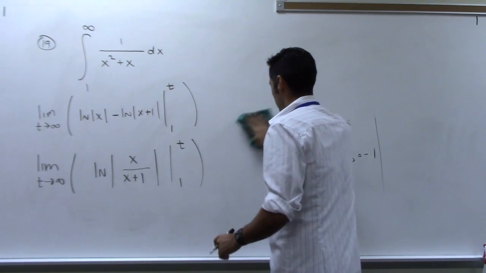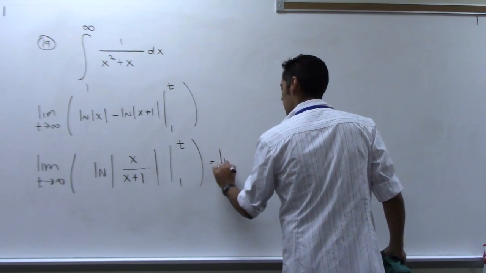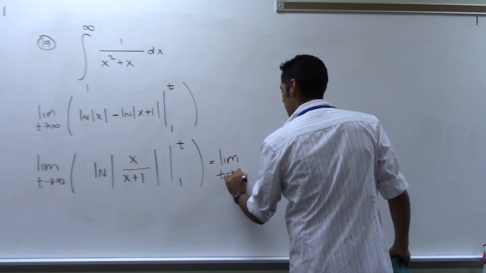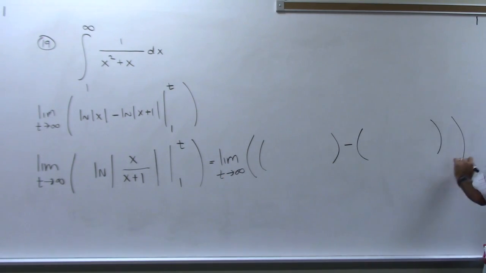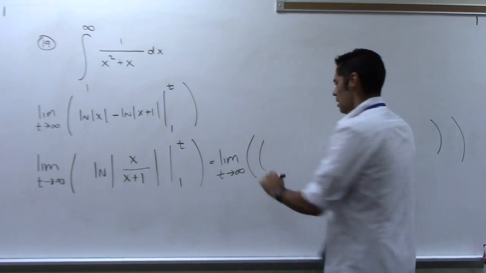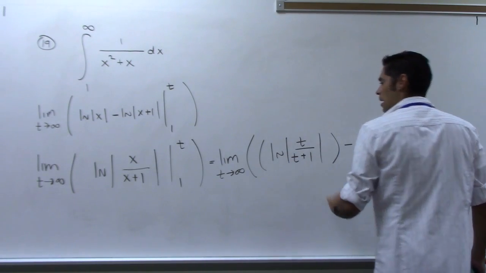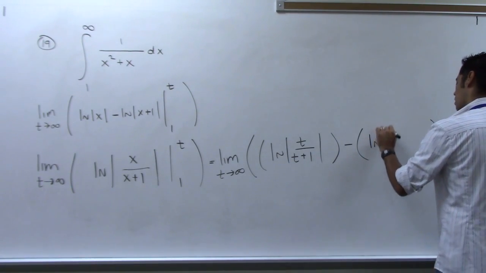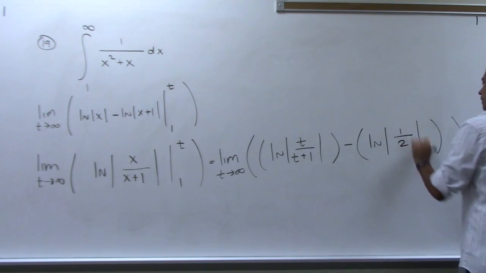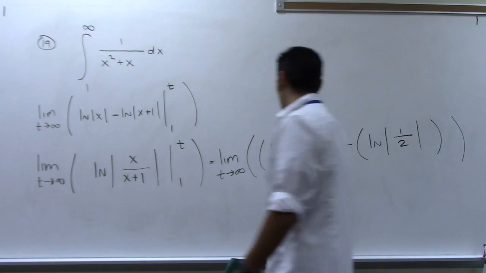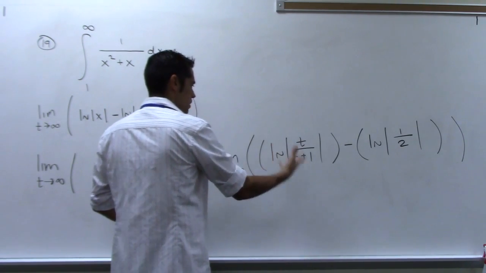And now this turns into two pieces. Limit as t goes to infinity of, got two things being subtracted here. First let's plug in t. You get natural log of t over t plus 1. Then we plug in 1, you get natural log of 1 over 1 plus 1, which is 2, so 1/2. When we let this limit t go to infinity, we get infinity over infinity. We need to figure out what that is.